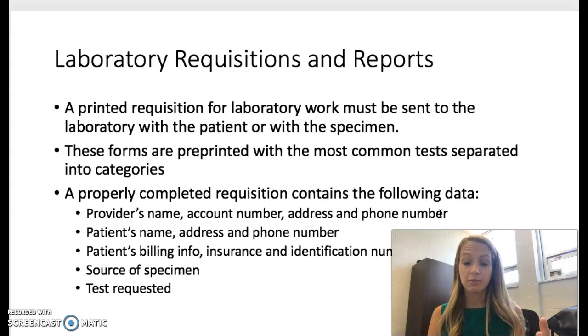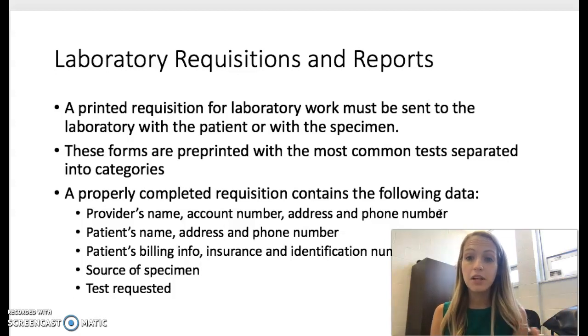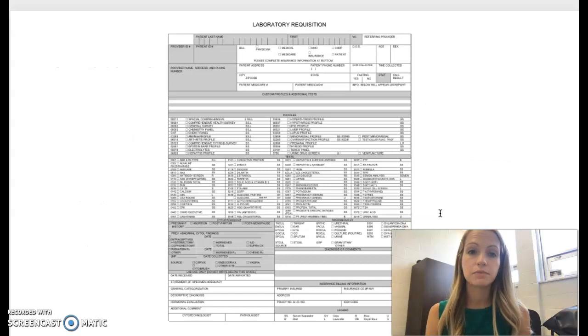The source of the specimen. So is it a blood specimen? Is it urine? Is it feces? What is it? And then what test do they want to run on it? So maybe it's a blood specimen that you sent. Now what test do you want done on it? Do you want a potassium level? Do you want a complete blood count? What does the provider want tested from the specimen that you sent with it? Or if you're sending the patient, what specimen do they need to get from the patient? And what test do they want run on it?